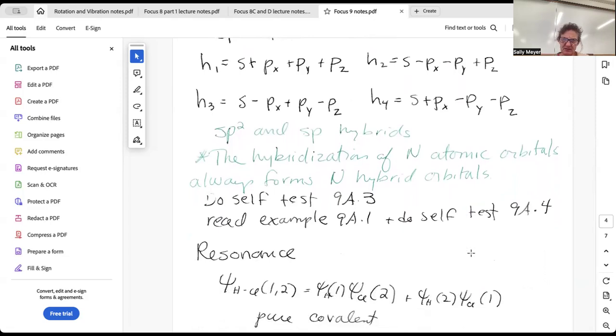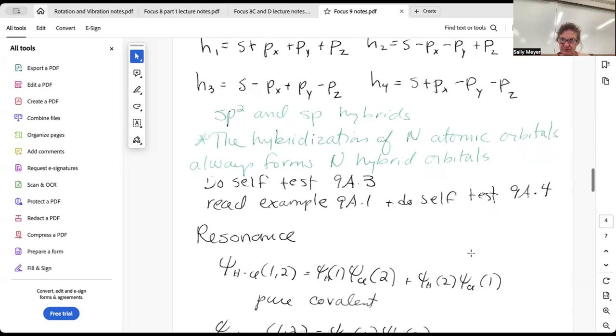So stop and do self-test 9A.3, where you describe the bonding in phosphorus pentachloride. And there are other hybrid orbitals in the table right below it, because we know that sp3, sp2, and sp aren't going to be used for this one because we have 5 bonds. So you'll have to use that table.